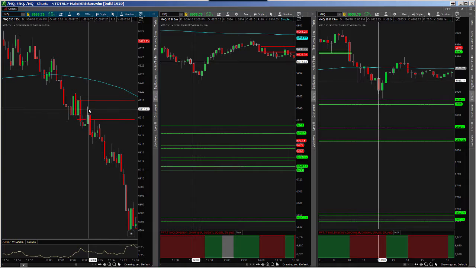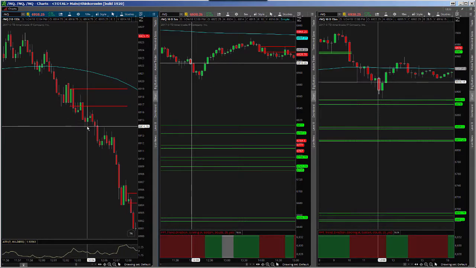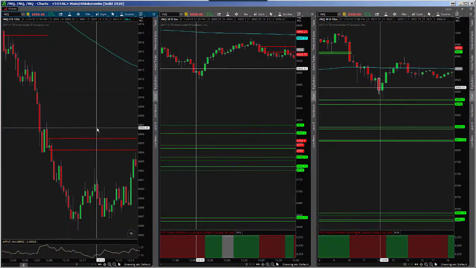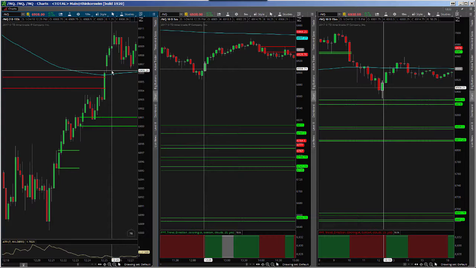Okay, here's a red zone. Entry is going to be below this candle at 15.75. Target. Okay, now I need to have a reset. There's my reset.